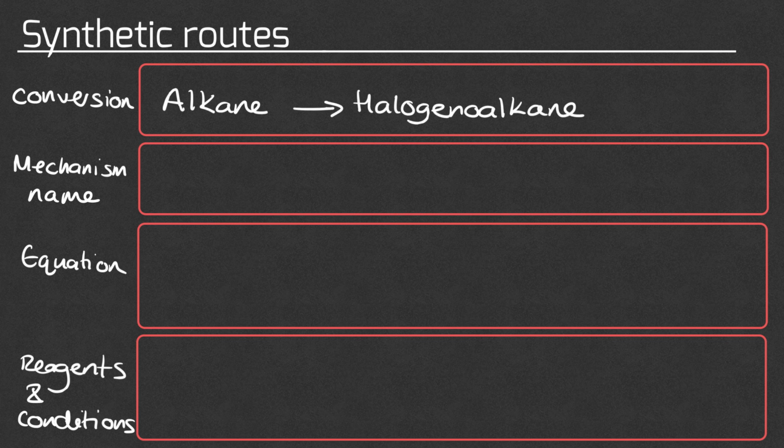The first conversion we'll look at is going from an alkane to a halogenoalkane. This is a free radical substitution mechanism.